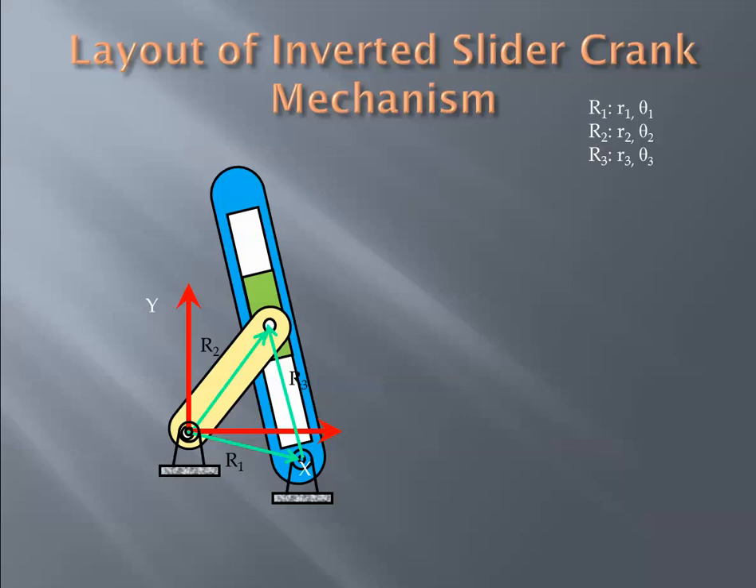I can also lay out the block and place the pin, which is on the block, at the tip of vector R3. So you see that if I have these parameters, I have enough information to lay out or assemble the inverted slider crank mechanism.